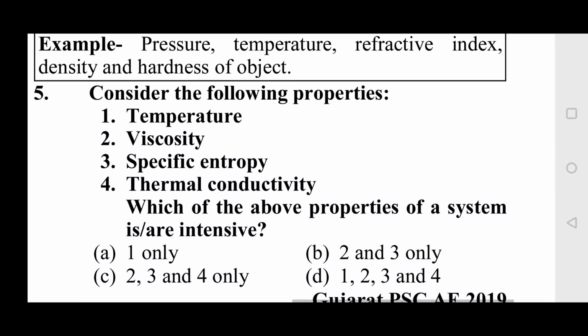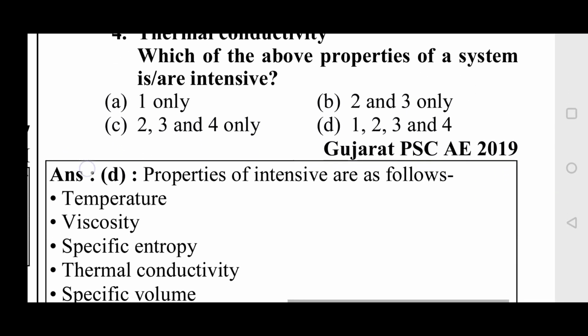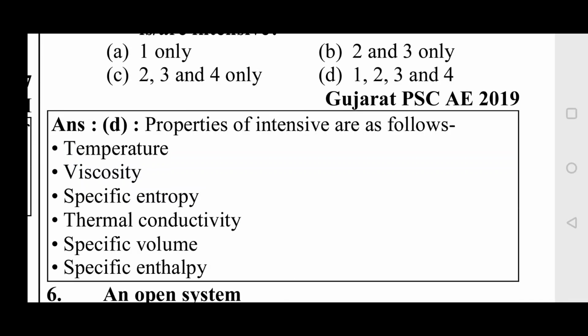Next question. Consider the following properties. Temperature, viscosity, specific entropy, thermal conductivity. Which of the above properties of the system is intensive? We already discussed intensive properties. What is an intensive property? Independent of mass. So based on that, which of these properties are independent or dependent on the mass? Let's see that. Answer is D. So all the properties are intensive properties, meaning independent of mass. For example, temperature, viscosity, and all the specific properties. What is specific entropy, specific volume, specific enthalpy, and thermal conductivity? So these are all intensive properties.